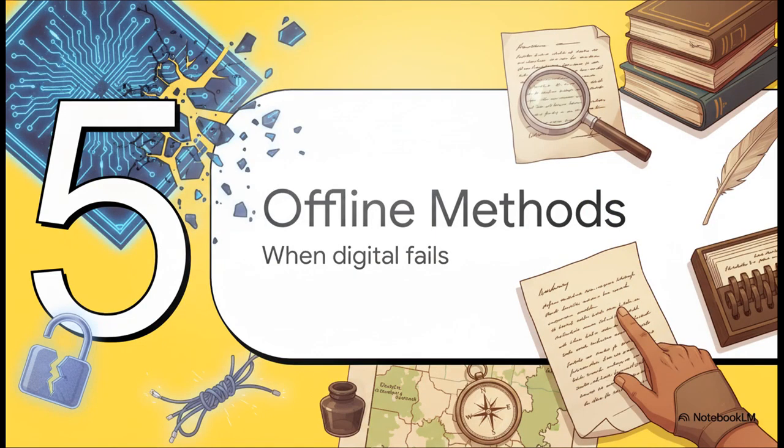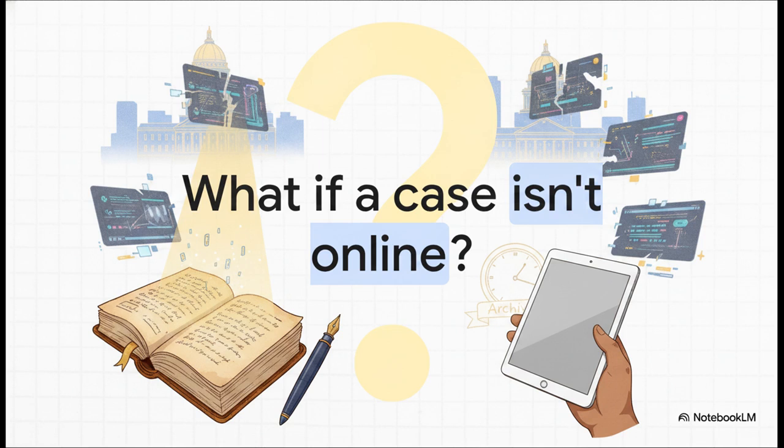So what happens when the digital system fails us? Let's check out part 5, troubleshooting and offline methods. It happens to the best of us. You search, and the record you desperately need just isn't showing up. First off, don't panic. Routine system maintenance happens all the time. Also, older files, specifically cases from before 1982, might not be fully digitized yet. The county is actually still in the process of scanning a lot of those historical books.